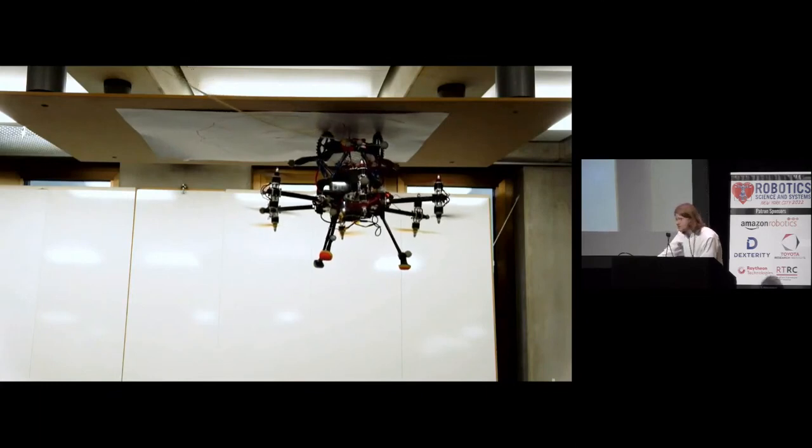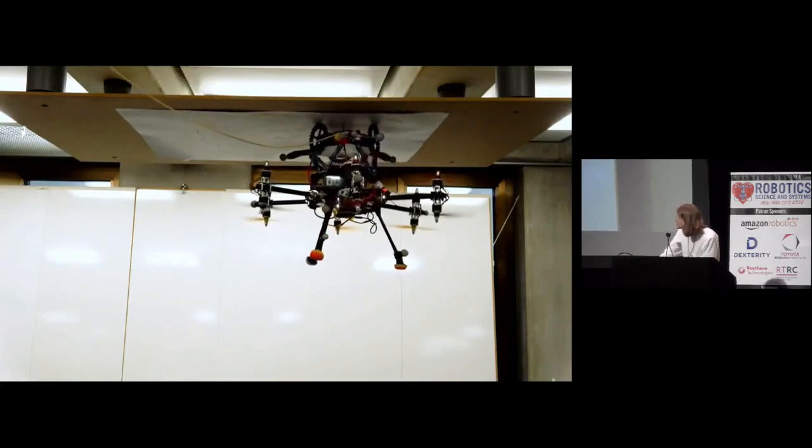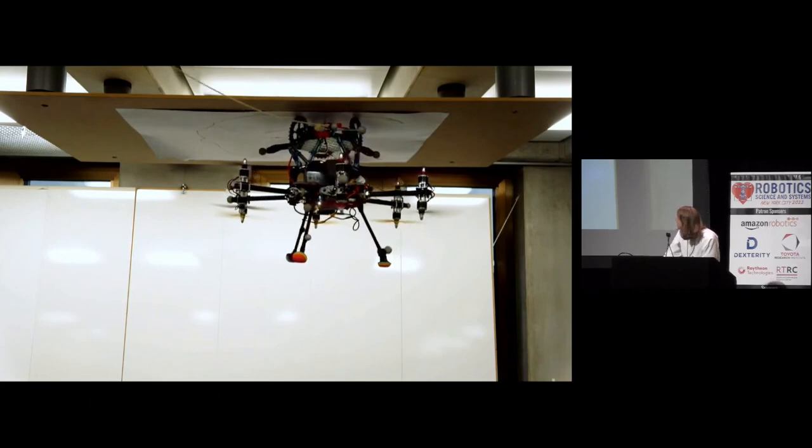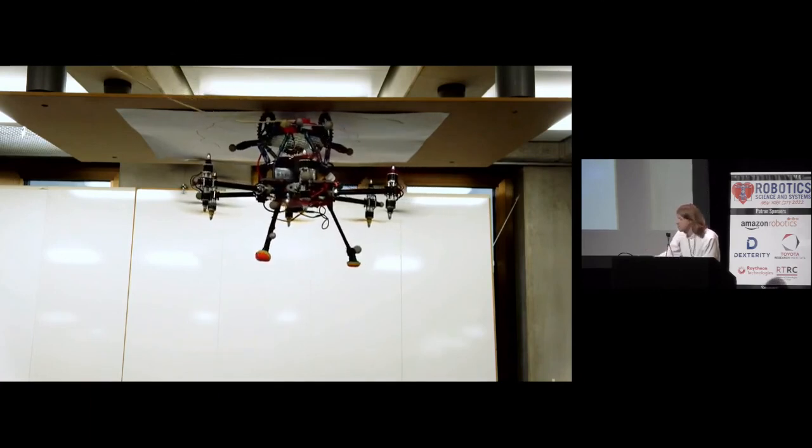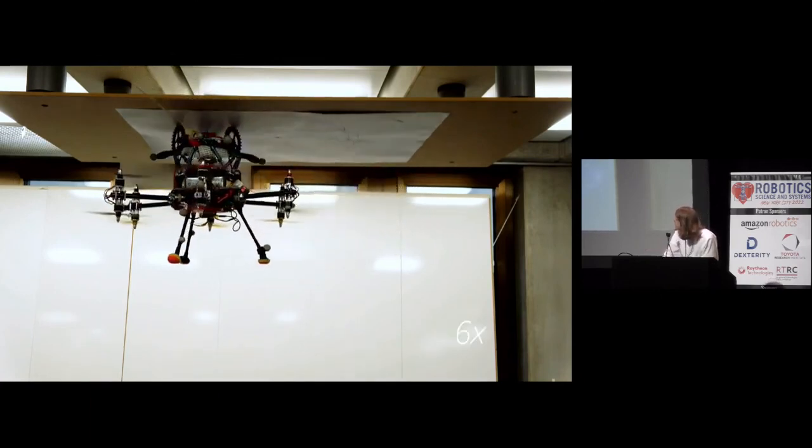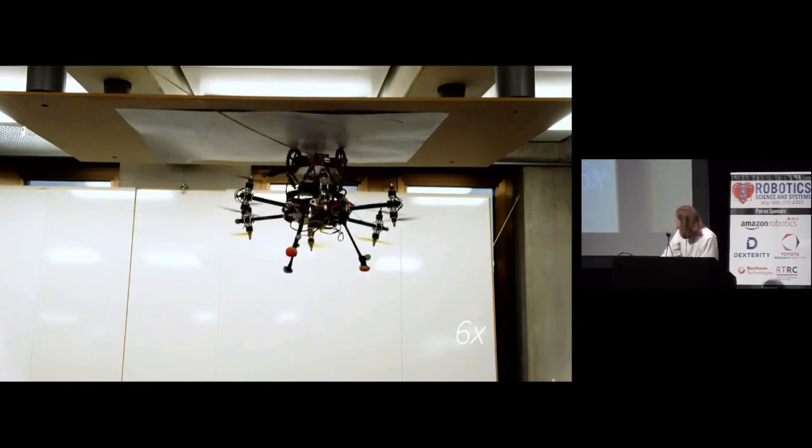Here you can see the full system in action. We have the drone compressing the end effector against the ceiling, and then both of them are tracking the same trajectory, which is a circular one in this case.